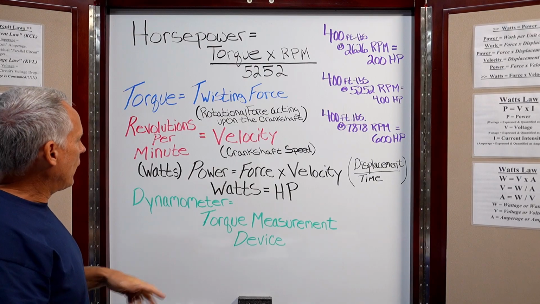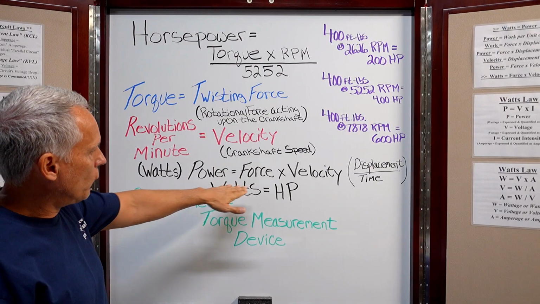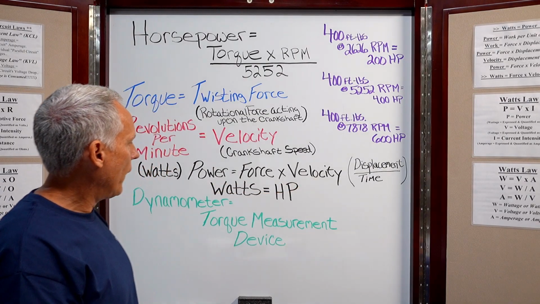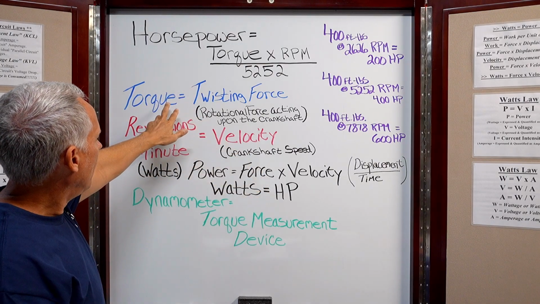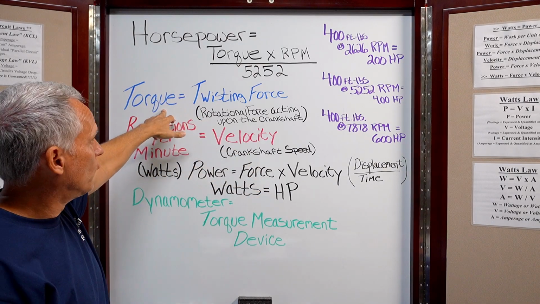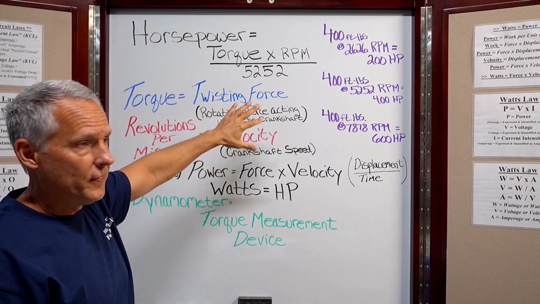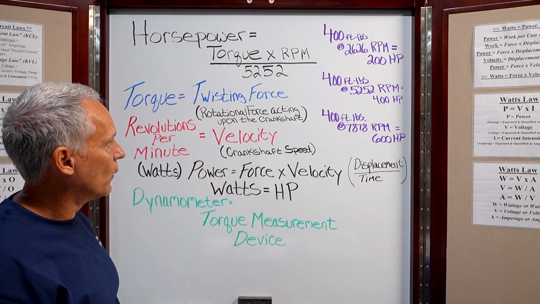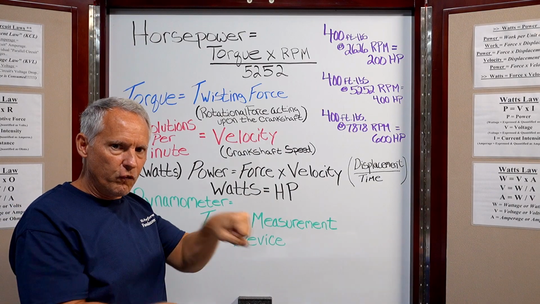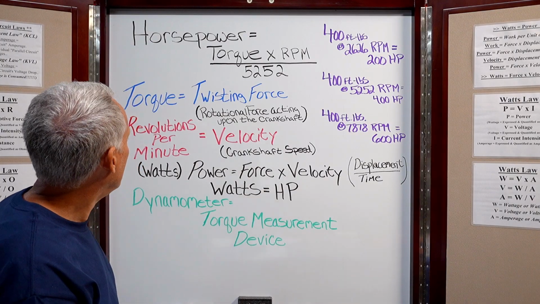So, let's look at our equation. Watts, or power, is equal to force times velocity, all right? So in this situation, we're going to replace force with torque. And the reason we can do that is because the definition for torque is a twisting force. And in this situation, the twisting force is the rotational force acting upon the crankshaft. The actual twisting force acting on the crankshaft, right?